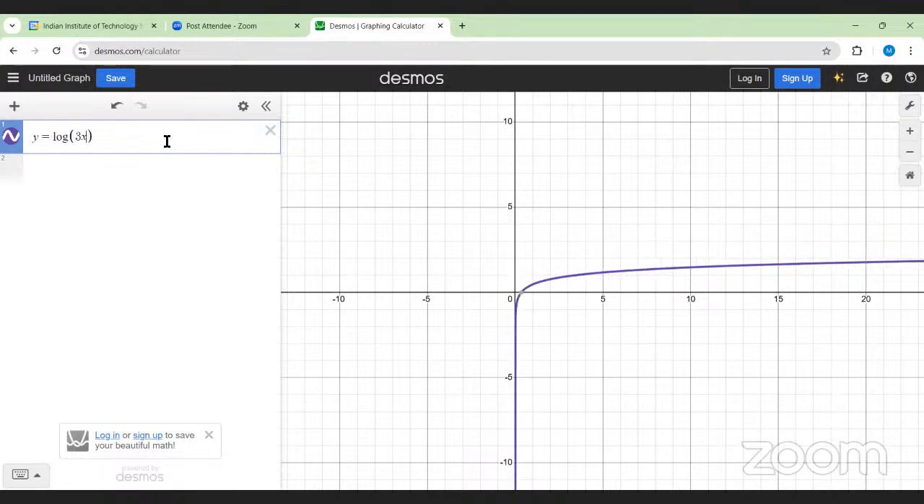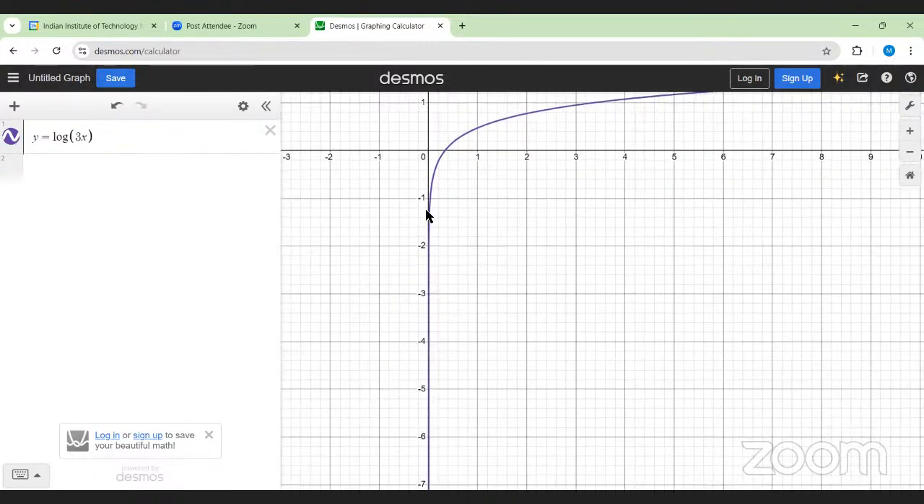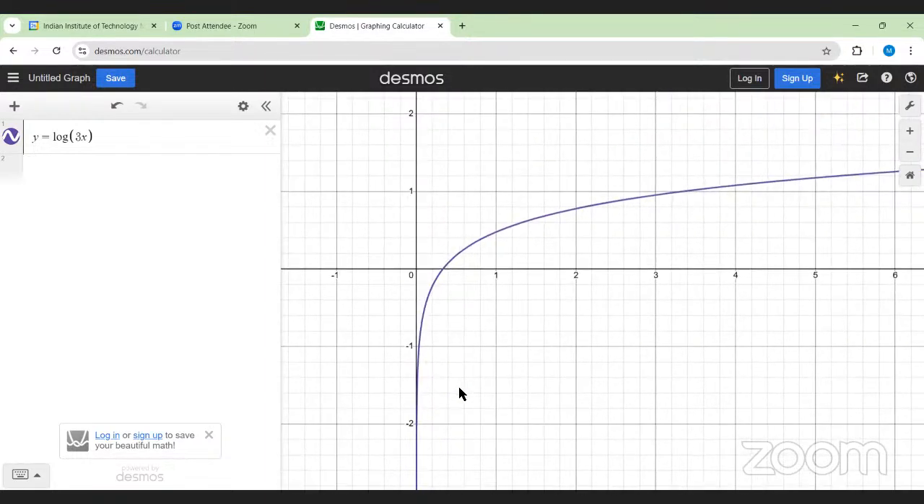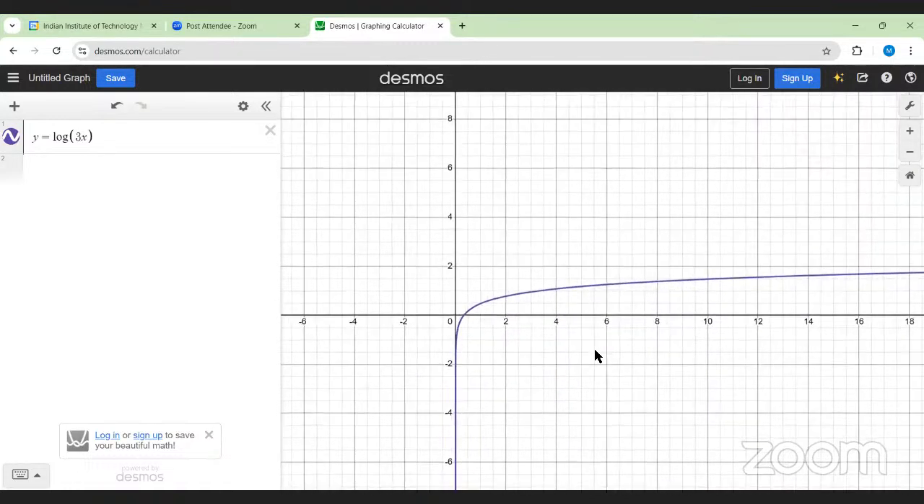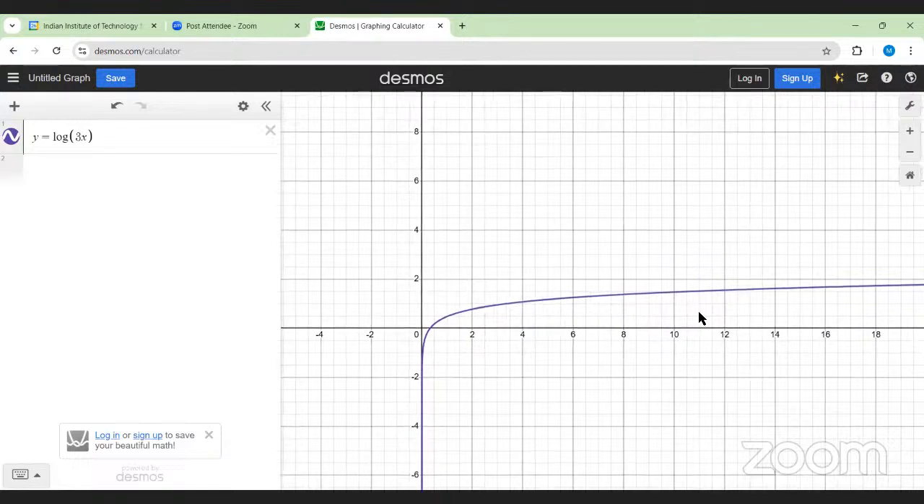So instead of 3x plus 4, let's consider 3x. Now here you observe that as x goes to 0, the graph approaches minus infinity. So that means all negative values will have a pre-image. But as x goes to plus infinity, we know that log x also goes to plus infinity. That means as you increase the value of x, this graph also grows to plus infinity with a very small rate of change. The increase is very small, but still it is increasing.